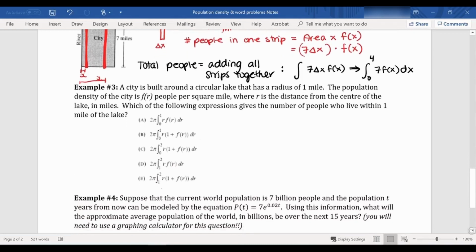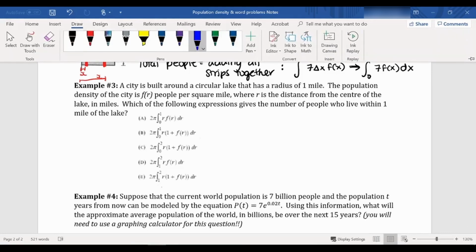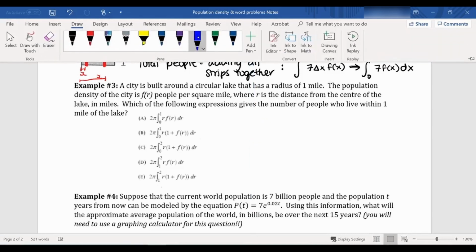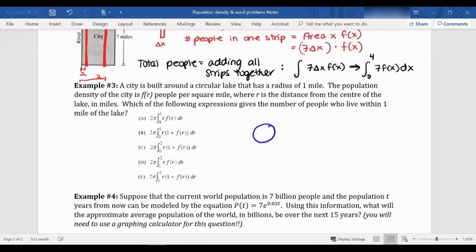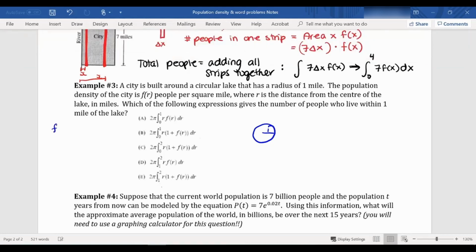So the next one we're going to try is a little bit harder, and it's saying you've got a city built around a circular lake. So here's my lake. Oh, let's try that again. Here's my lake. Okay. And it says that the lake has a radius of 1 mile. Now it's saying the population density, again, f of r, is people per square mile.